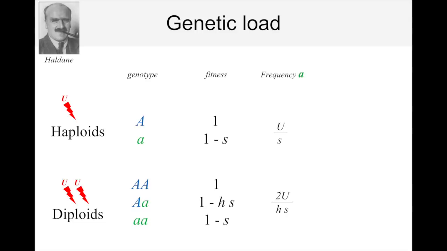So now you can compute what the frequency of the deleterious mutation should be in the population. As an approximation, the frequency of the deleterious mutation is about U over S in a haploid population, and about 2U over HS in a diploid population, where H is the dominance. So that's the frequency at which you find those mutations.